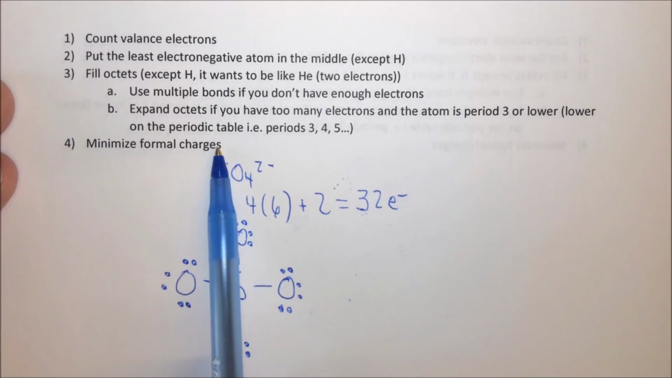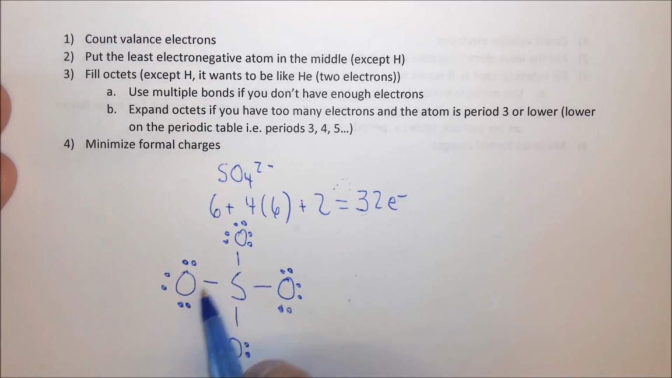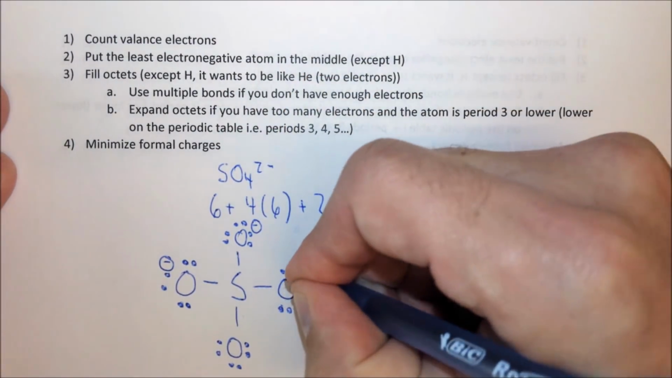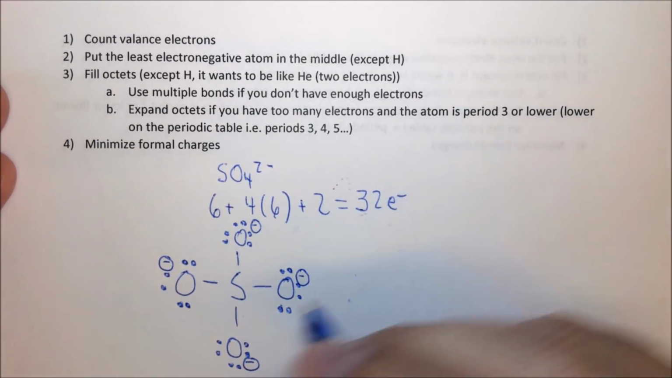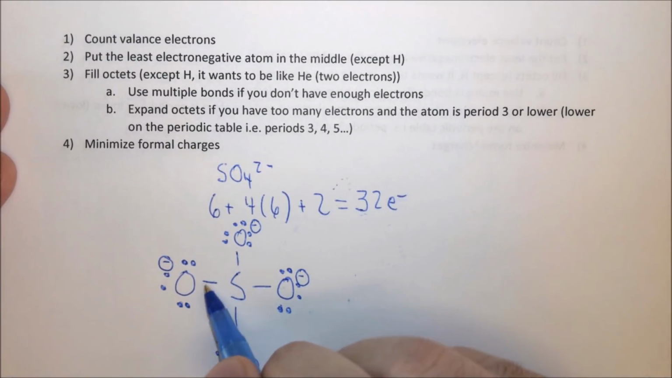Next, minimize formal charges. So now we have to calculate the formal charges. So in this case, we have oxygen, which wants to have 6 electrons around it, and it has 1, 2, 3, 4, 5, 6, 7. Remember, count the dots as 1, count the dashes as 1. So if oxygen wants to have 6 electrons around it, and it has an extra electron, it has 7, it's negatively charged. That extra electron makes it negative. So all of these oxygens are the same, so they're all negative. How about sulfur? Sulfur also wants to have 6 electrons around it. How many does it have? 1, 2, 3, 4.